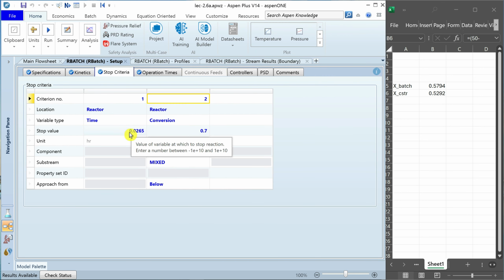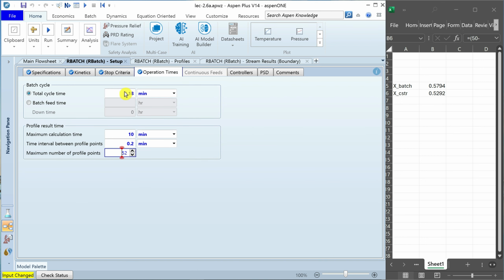Now let's see how the batch time or the cycle time affects the reaction conversion. Before that, change reaction time to its original value. Go to the operation times window and double the cycle time. The cycle time in fact includes the batch feed time, downtime, and the reaction time. Let's see whether increasing the cycle time while keeping the reaction time same does affect the accumulated mass inside the reactor or the conversion. Let's run the simulation.